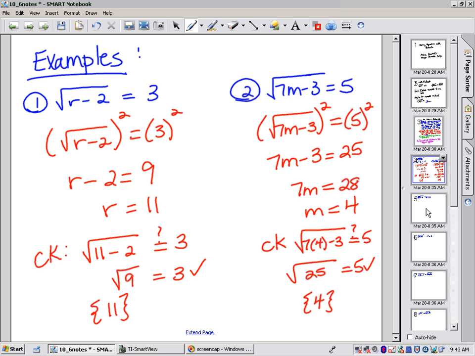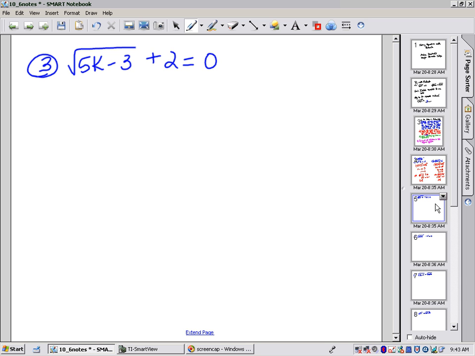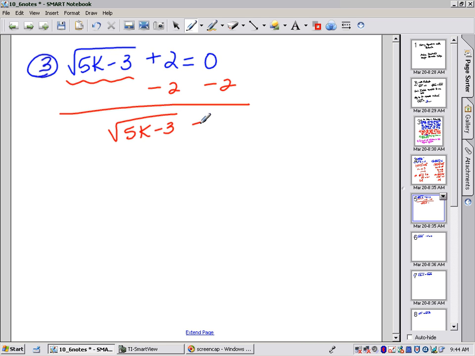So far, so good. Let's look at an example where we have to do some work to the equation. This is the square root of 5k minus 3 plus 2 equals 0. So before we can square, we have to isolate this radical expression. So that means we need to remove the 2. We can remove the 2 by subtracting 2 from both sides. So we would get the square root of 5k minus 3 is equal to negative 2.